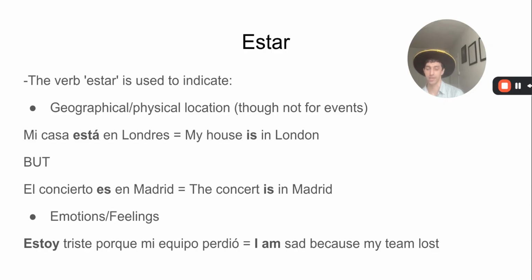therefore you'd use estar. Emotions and feelings do tend to be more temporary. They're more subject to change. Physical locations can potentially change as well. So that is another way potentially of thinking through it if it's easier for you as well. Likewise, if you were to express, say, feeling tired, which is a physical sensation or feeling, you'd use estar rather than ser. Estoy cansado o estoy cansada. I am tired.